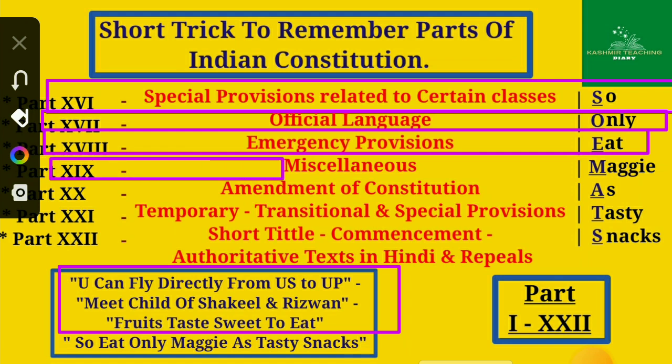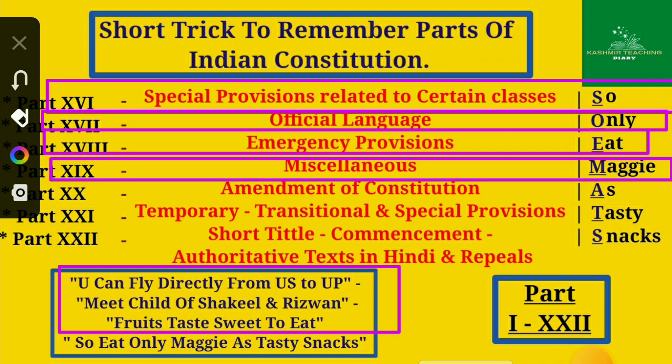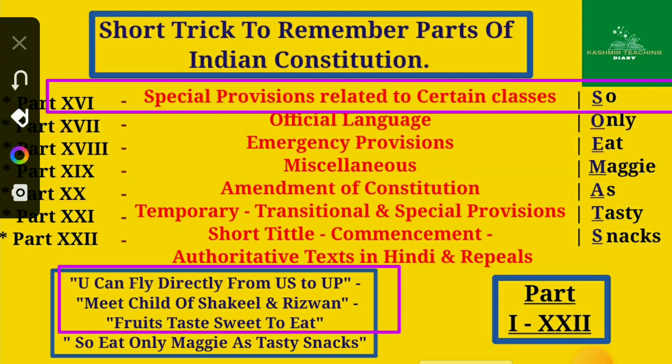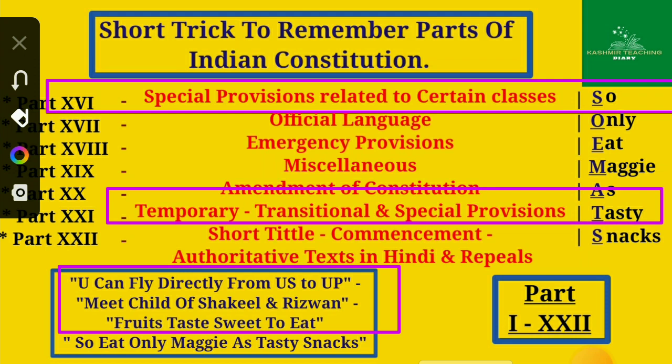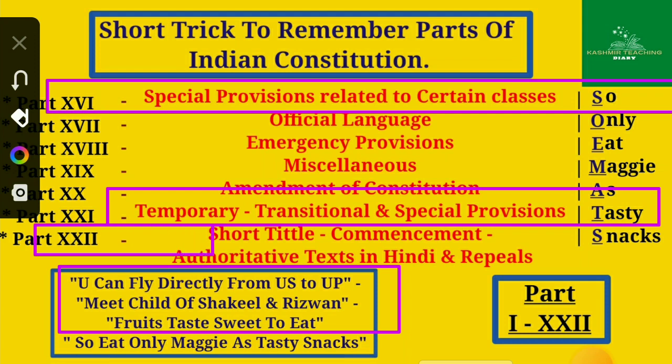Part 19 deals with miscellaneous provisions. Maggie, the first letter of Maggie, M, stands for miscellaneous. And part 20 deals with amendment of the constitution. As, the first letter of as, stands for amendments. And in the same way, part 21 deals with the temporary, transitional and special provisions. And tasty, the first letter of tasty, T, stands for temporary. And part 22 deals with short title, commencement, authoritative text in Hindi and repeals. Snacks, the first letter of snacks, S, stands for short titles.